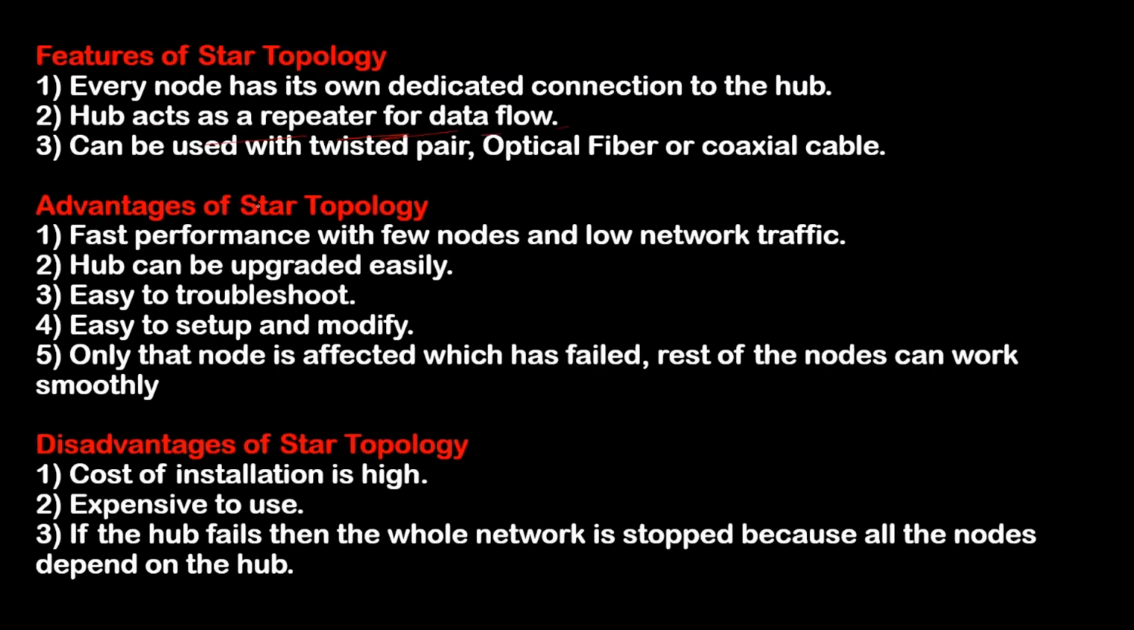And if you are using a switch, the same thing: a switch also acts as a repeater for data flow. It can be used with twisted pair, optical fiber, or coaxial cable. Any type of network can use that central device. Advantage: firstly, fast performance with few nodes and low network traffic. That is because a switch is full duplex, which means any device can send data at the same time. And the hub can be upgraded easily. If you want to upgrade from hub to switch, you can do it easily.